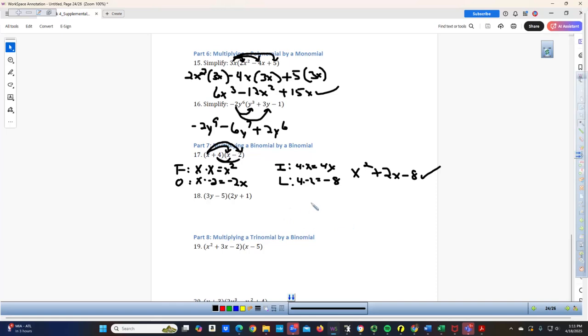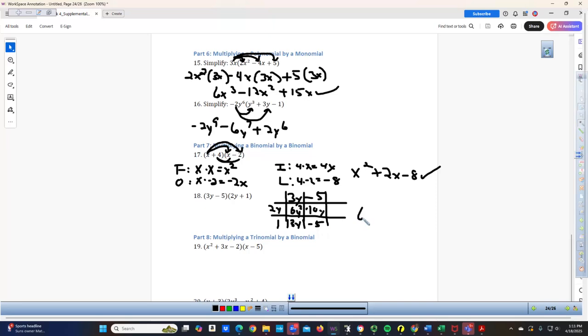Another way is to just do the box method. So for the box method, I'm going to create a 2x2 box, 3y minus 5. And I'm going to draw a line to split these up. And then I'm going to say 2y plus 1. And now I'm going to just multiply the perimeter of the box. So 2y times 3y is 6y squared. 2y times negative 5 is negative 10y. 3y times 1 is 3y. And 1 times negative 5 is negative 5.